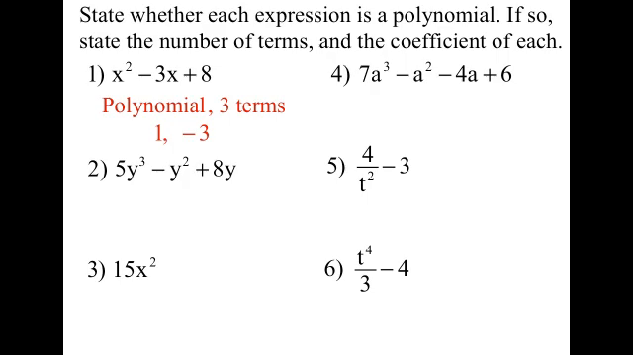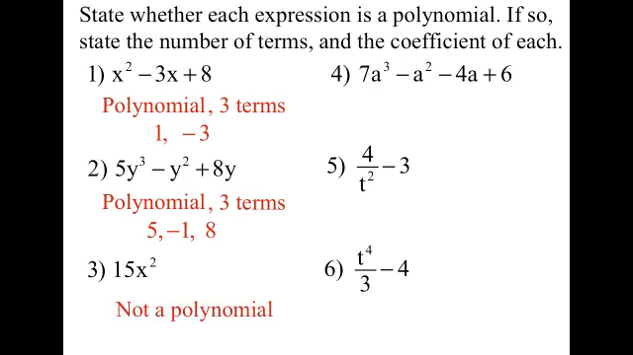All right, now check your work. Number 2 is a polynomial, 3 terms. Coefficients are 5, -1, and 8. Number 3 is a monomial. It's not a polynomial. And the coefficient would be 15. I don't know if they wanted you to find that. Okay, number 4 is a polynomial. The coefficients are 7, -1, -4, and there are 4 terms.